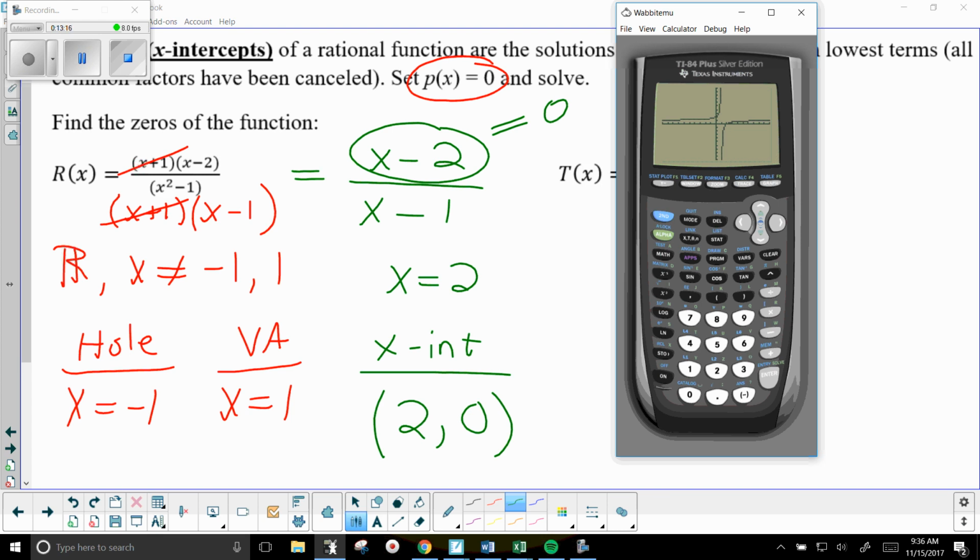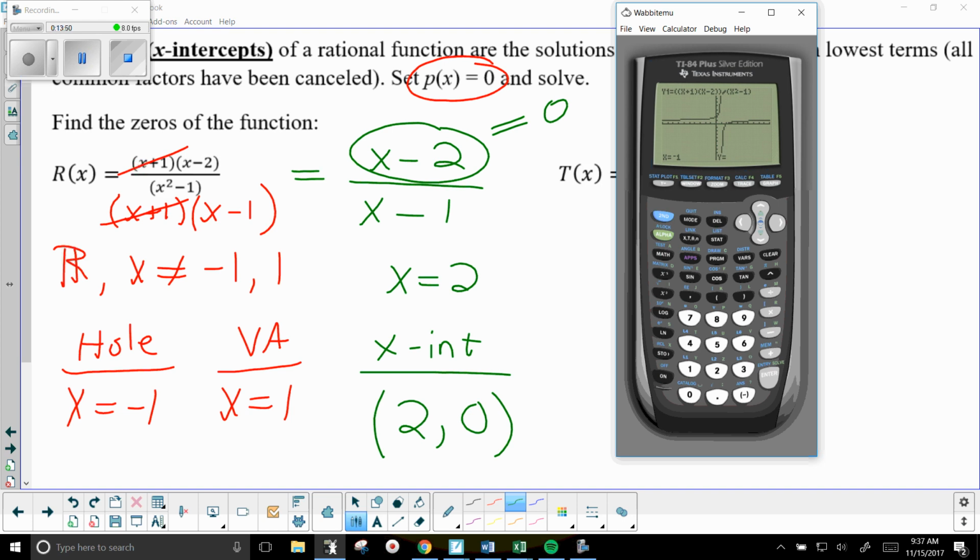Plus 1. Now, the hole is kind of hard to see, but you can always trace that x value. Where's the hole at? So type in -1, and it'll put x equals -1. And if you hit enter, it will give you the input-output, the y value. So hit enter. What is y? Nothing. It's blank. There's nothing there. It's a hole. So that's how you can verify if your hole is actually there.